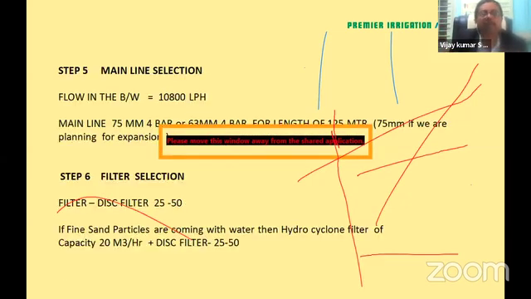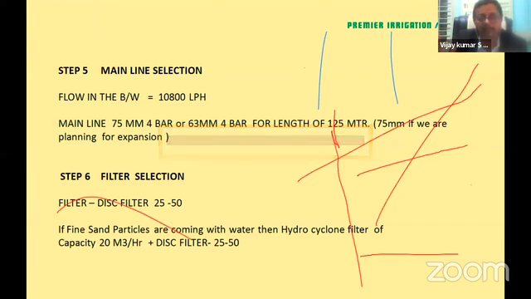And finally, when we look at the mainline design, you have 2 options. You have to ask the farmer whether he wants to go for expansion. If he wants expansion, then you can go for one size higher of the pipeline. You can go for a 75 millimeter rather than a 63 millimeter. But if he says there is no expansion, then you can stick to 63 millimeters. There is no problem.